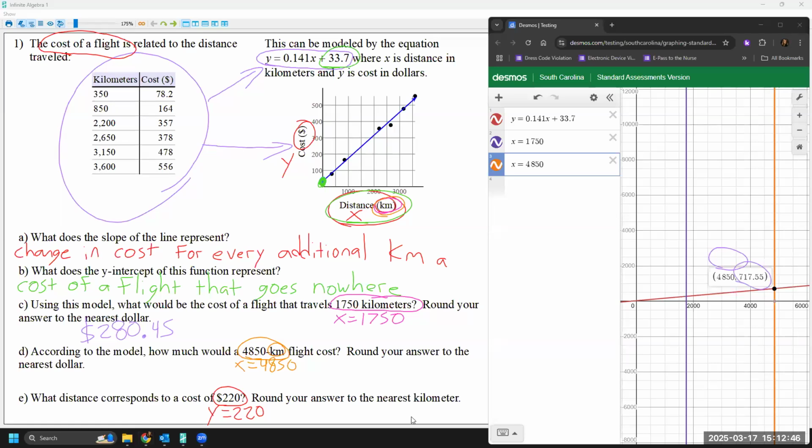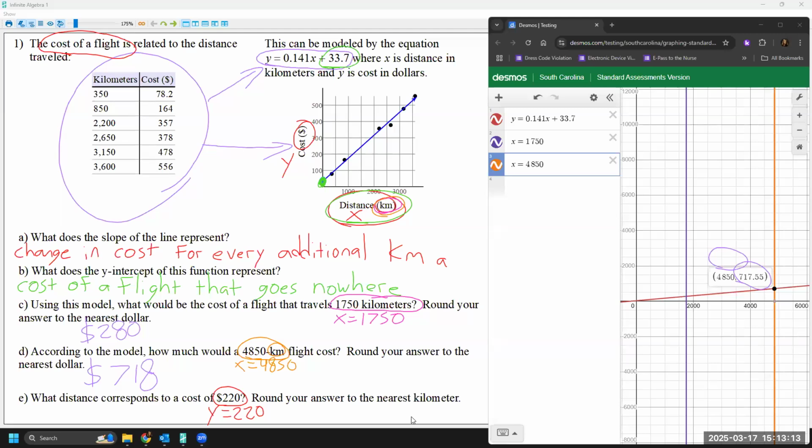Second number right there. And again, this is round to the nearest dollar, which means I should have rounded that previous one to that right there. Sorry, I wasn't paying attention. So this one, if I round to the nearest dollar, 55 cents, well, that's rounding up. So I'm going to say $718. Okay. All right. So that's C and D.